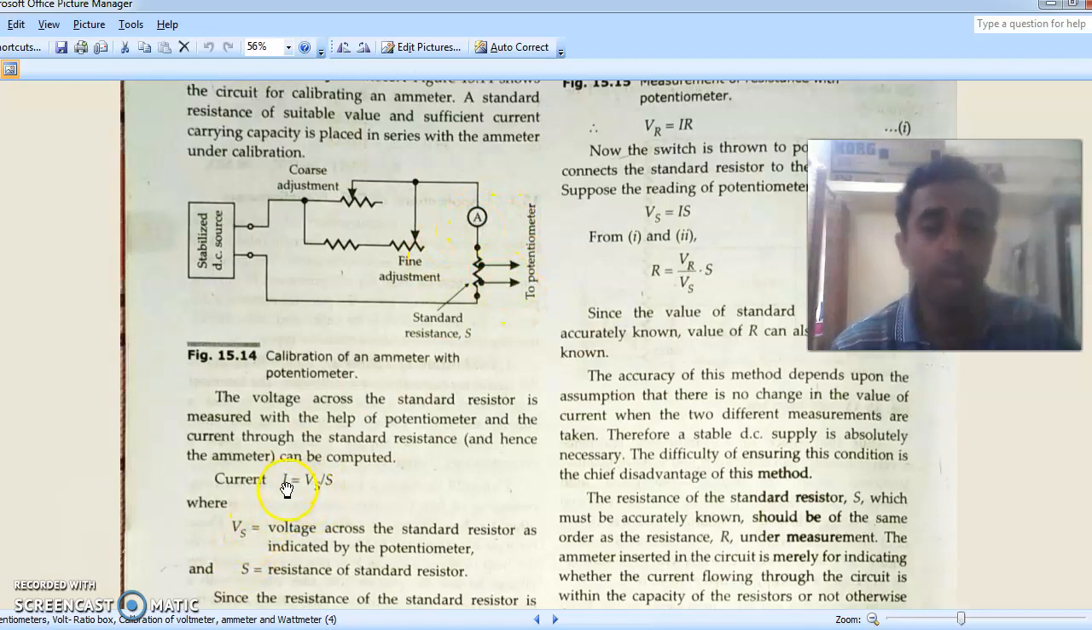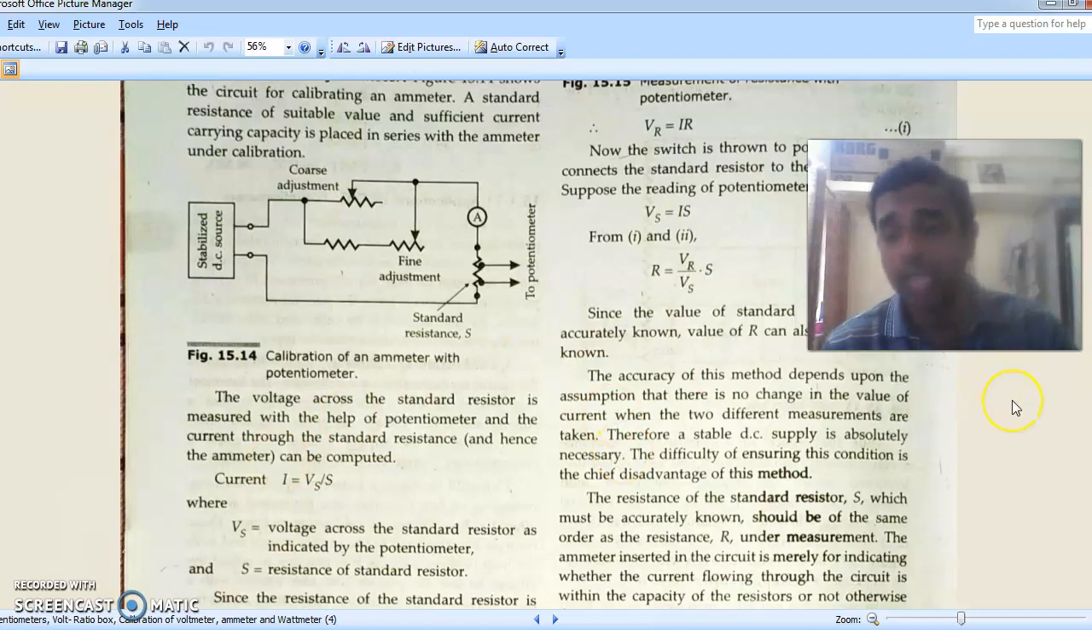This is the true value I, and we can take as many readings and plot a graph, and that graph is called the calibration curve. We can compare the ammeter reading for various true values of current, so that we get an idea how the ammeter behaves at various stages. So this is how that goes.